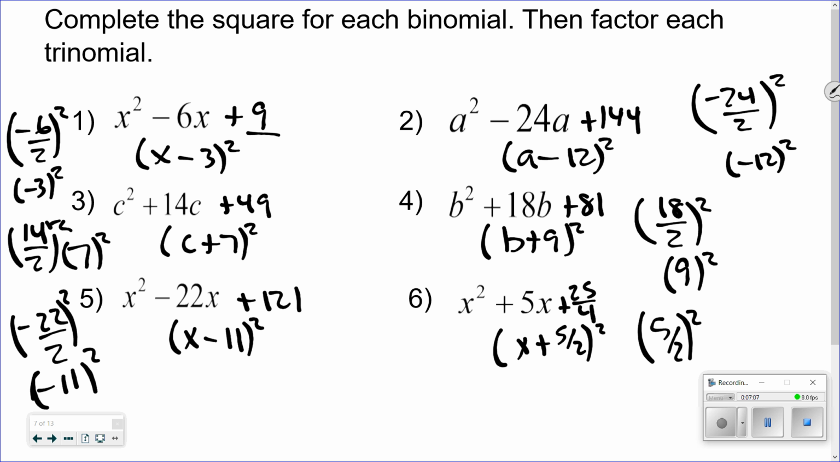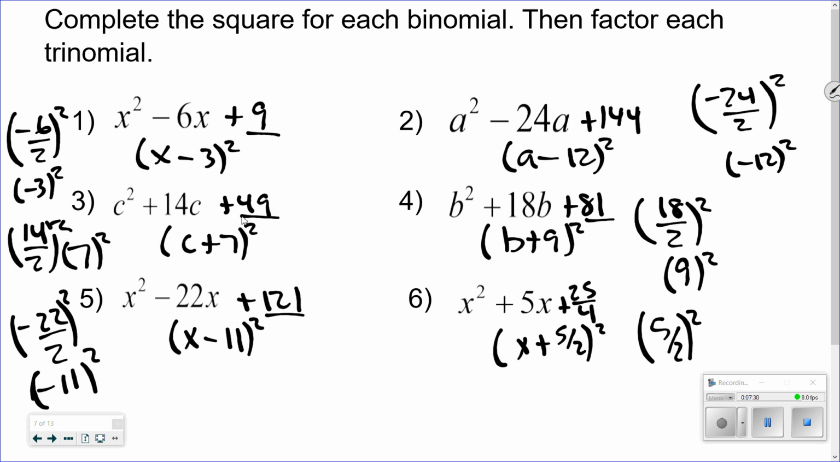So here are the answers. On 1, you have to add 9, it factors to be x minus 3 squared. On 2, you have to add 144, factors to be a minus 12 squared. On 3, you have to add 49, factors to be c plus 7 squared. On 4, you have to add 81, factors to be b plus 9 squared. On 5, you have to add 121. It factors to be x minus 11 squared.